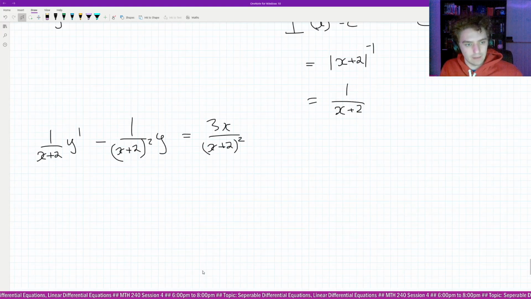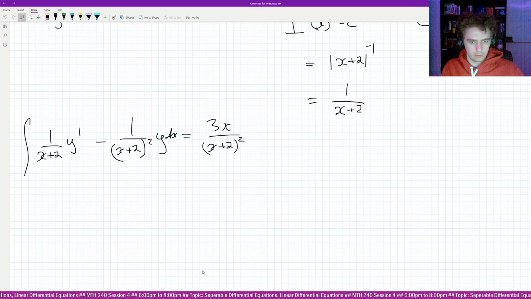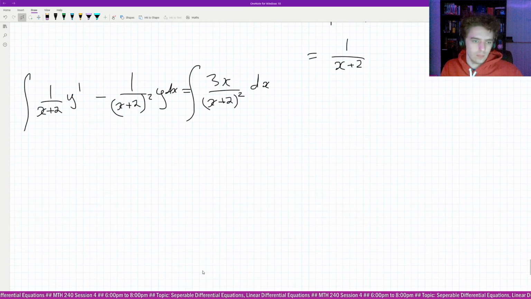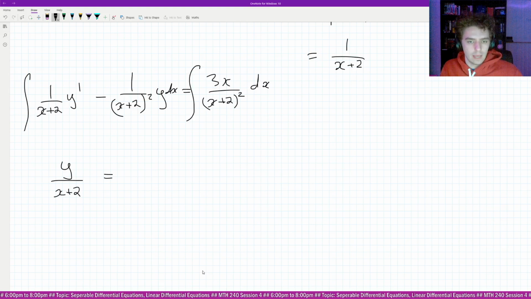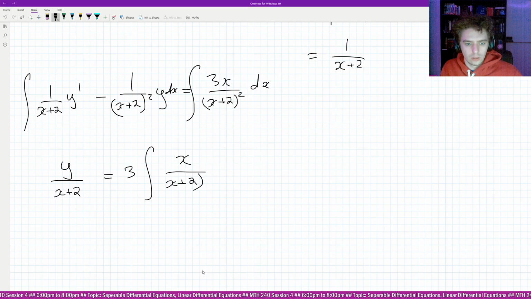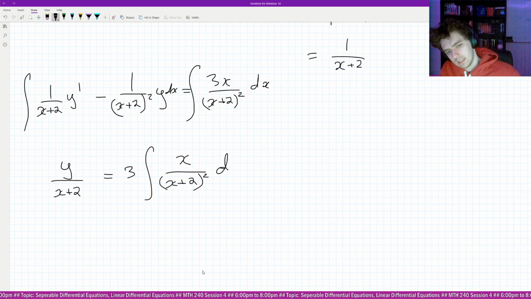Again, that left side, if I now integrate both of them with respect to x, this is just going to be y over x plus 2 equals, and now we just need the integral of that thing. I can of course move a 3 out, so I'll move the 3 out. So x over x plus 2 squared dx.